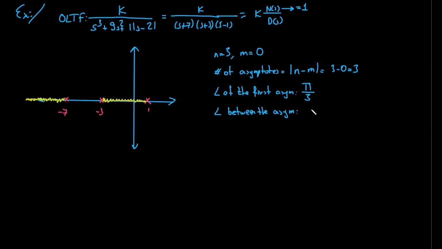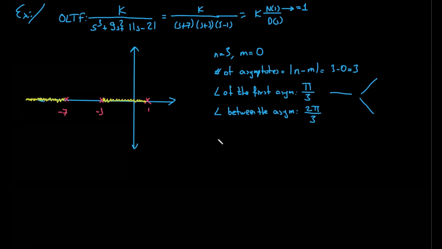It was equal to 2 pi over 3, right? So 2 pi divided by the absolute value of n minus m was equal to 3. Okay. So once again, I will have asymptotes. The first one will be pi over 3. The other one is going to be pi. And the last one is going to be minus pi over 3. Okay. But I need to find the intersection point of the asymptotes, so I can place it on my root locus.